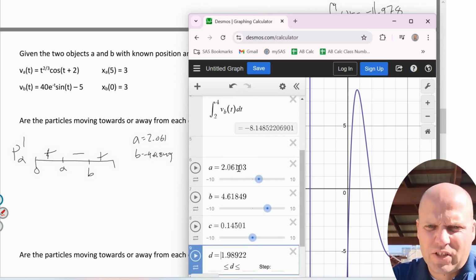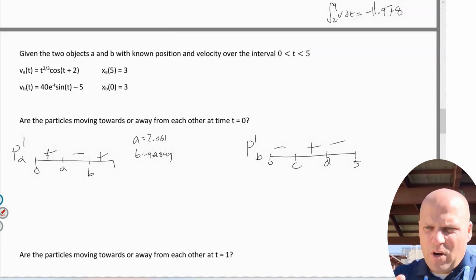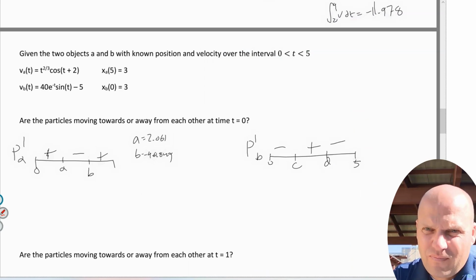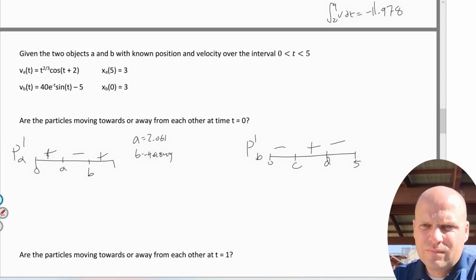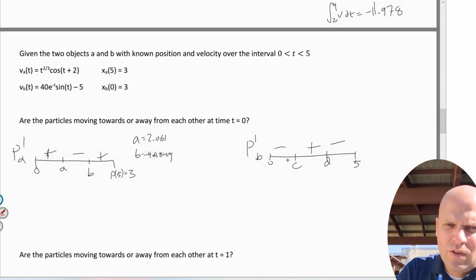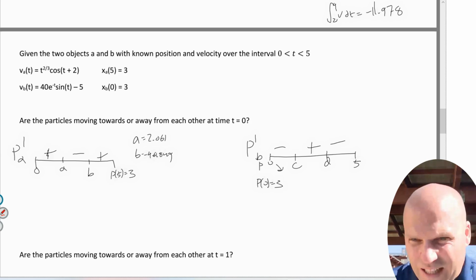All right. Don't move any of the sliders. That's a little bit dangerous. My position of particle A at 5 is 3. Great. Position of particle B at 0 is 3. Okay. I am to the right of the origin. My position is decreasing, so I'm moving to the left.